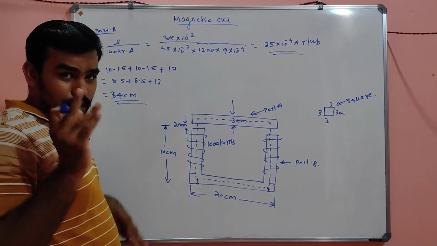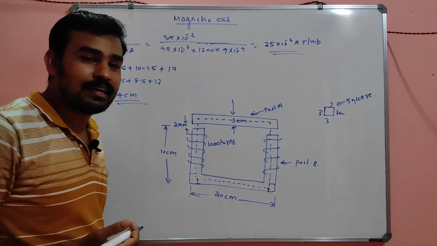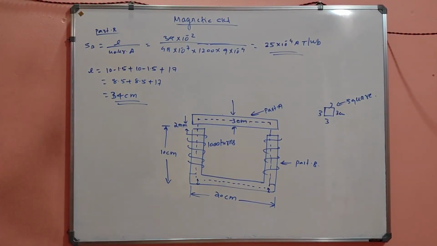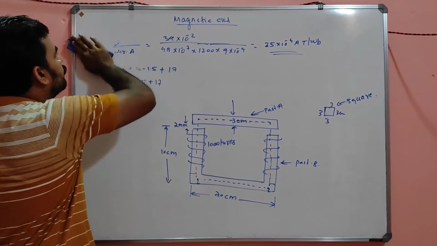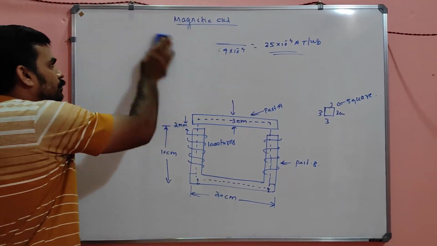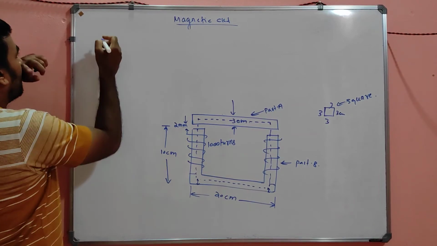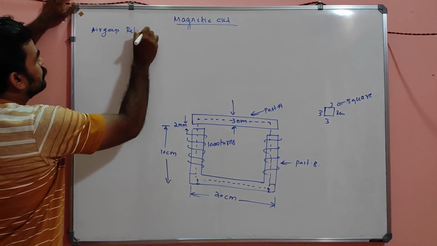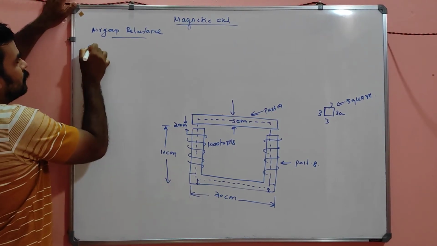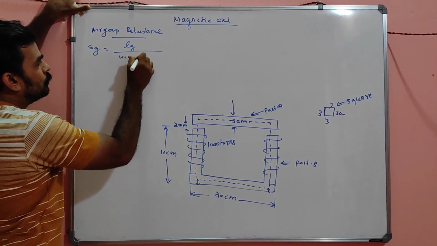Is that everything over? No. Some reluctance is also offered by the air gap, because air is a good conductor of magnetic flux, so there will be some resistance offered by the air gap. So what is the reluctance offered by the air gap? It is nothing but S_g, in the same manner L_g divided by mu 0 mu r into A.